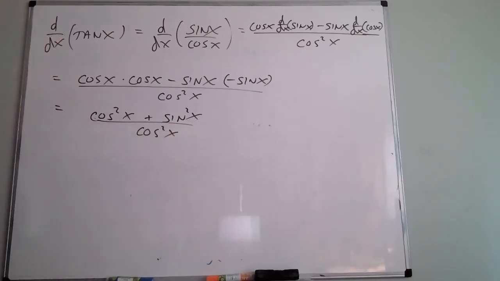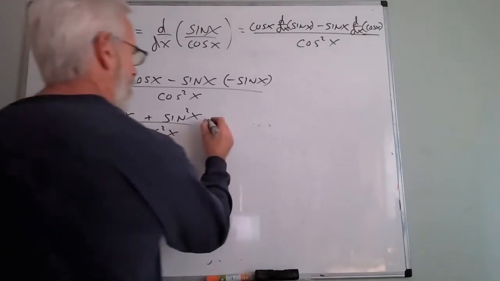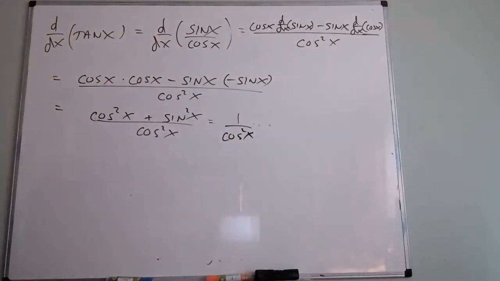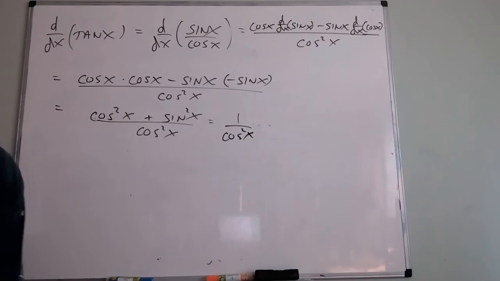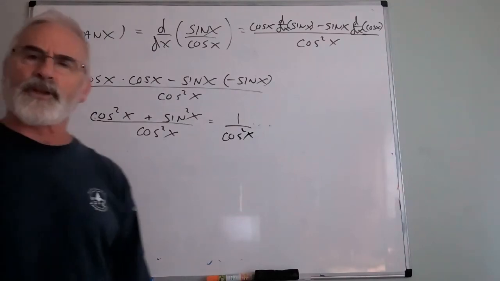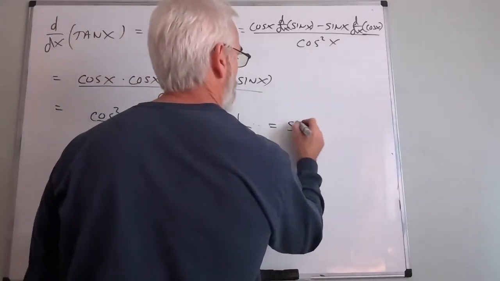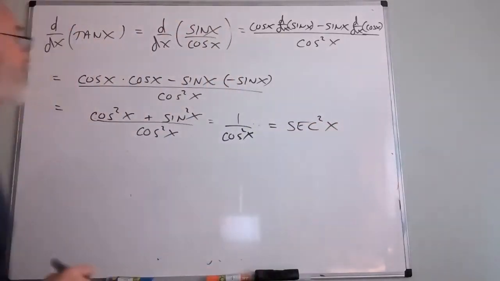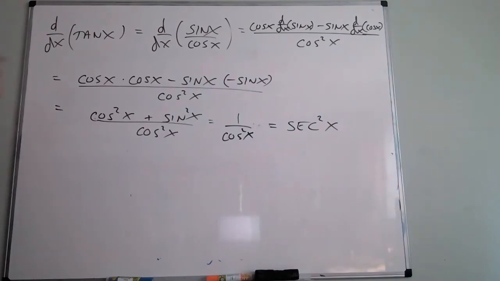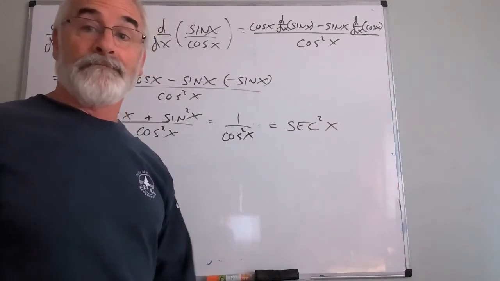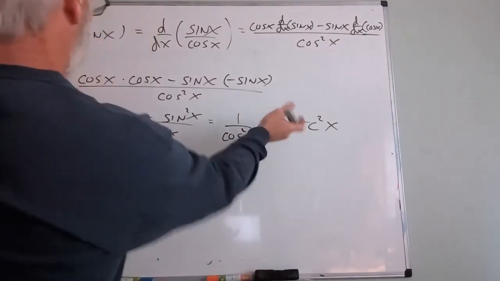All right, so that's a great final answer, right? Wait a minute. Cos squared plus sine squared, isn't that just one? And I said earlier, the reciprocal of all trig functions are just another trig function. The reciprocal of the cosine is the secant. So the reciprocal of the cosine squared is the secant squared. And it turns out the derivative of the tangent function is the secant squared. Okay, so whether you saw that coming or not, that's where we got it.